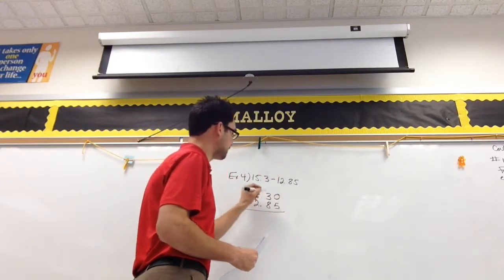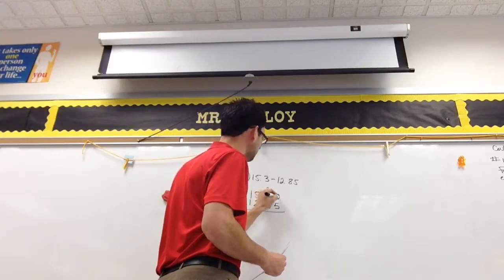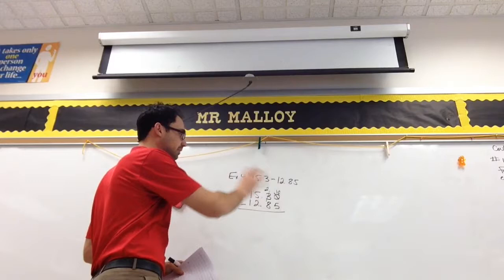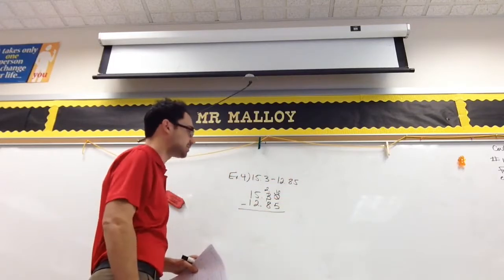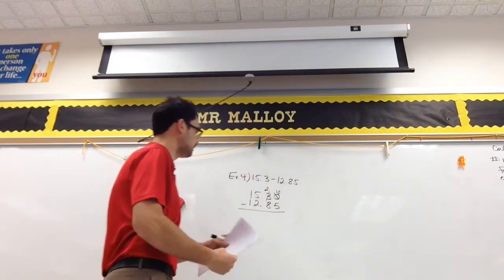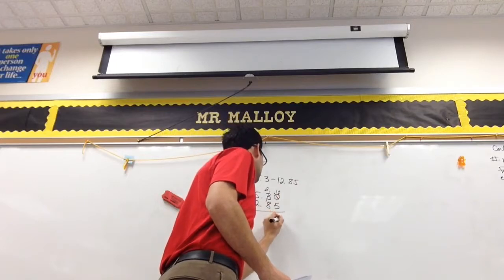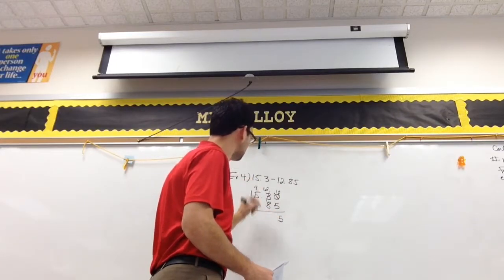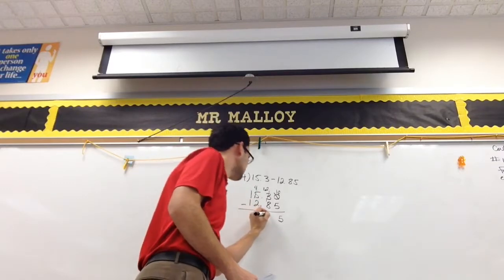0 minus 5, well, I have to regroup. This becomes a 2, this becomes a 10. You know, once you get it set up, it's the 3rd, 4th grade subtraction that you've been doing for a couple years now. So that's 5. 2 minus 8, well, I can't do that. This becomes a 4. This becomes a 12. 12 minus 8 is 4.